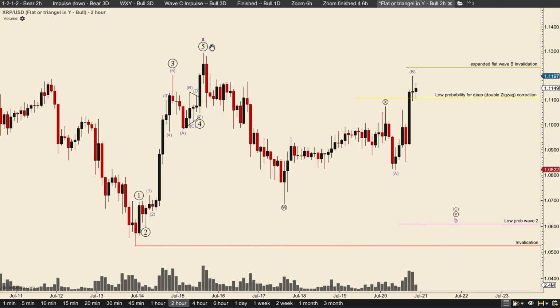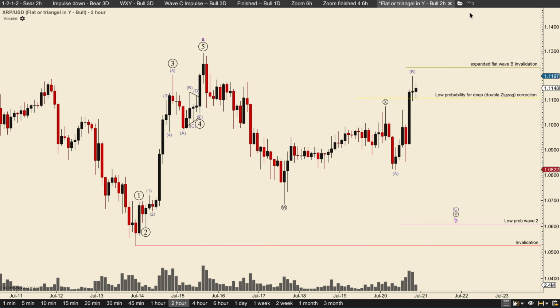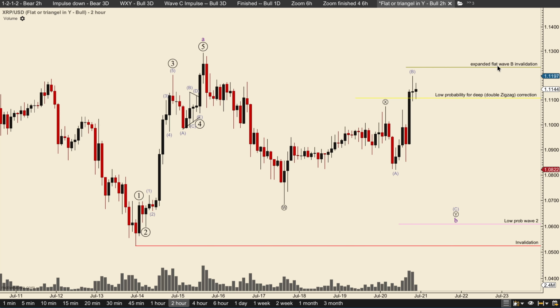And now we are looking for a W, X, A, B, C in a flat in a wave Y for a wave B. And then we move up, or a wave 2, and we move up in a wave C or a wave 3. So here it is a higher probability that we are looking for a flat than a triangle, but a triangle is still an option, a running triangle there. So A, B, C, D, E like this, and then we move up, but a triangle has a lower probability.